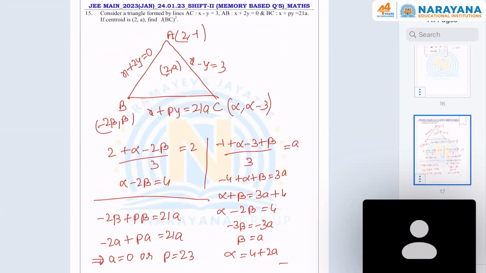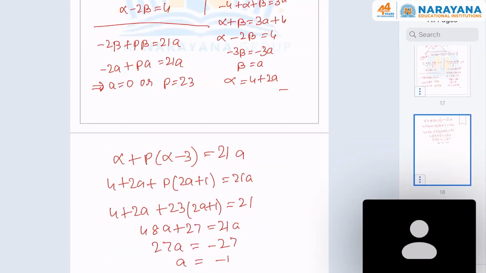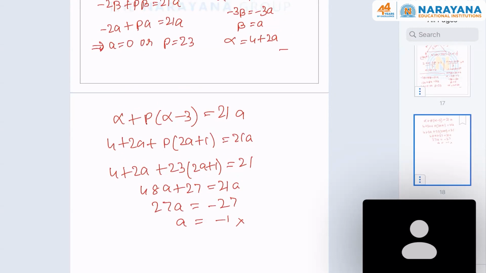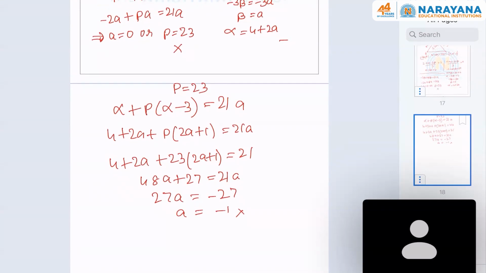Here the centroid is 2 comma a and A comma G cannot, they can't coincide. So here a can't be equal to minus 1. So p can't be equal to 23, because when we are taking p is equal to 23, we are getting this value a is equal to minus 1. So we won't get the value of p as 23. So a must be equal to 0. A is equal to 0.